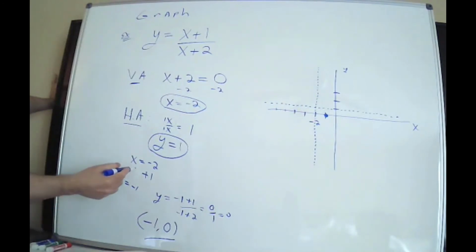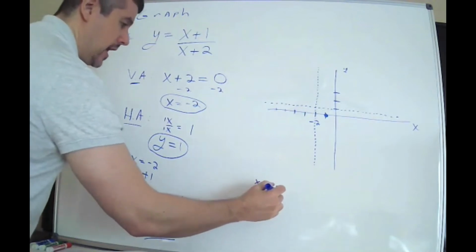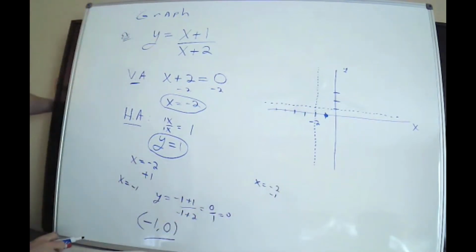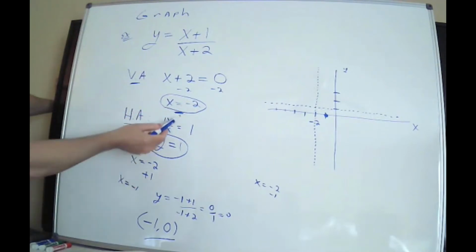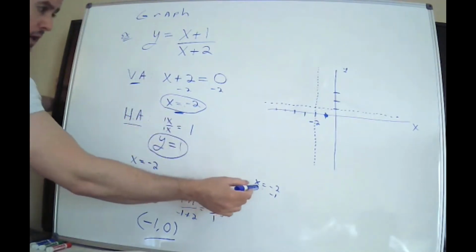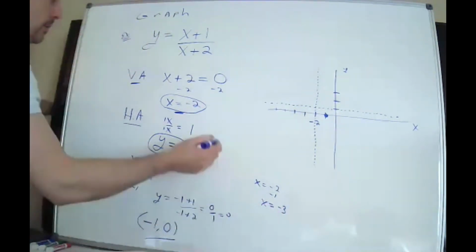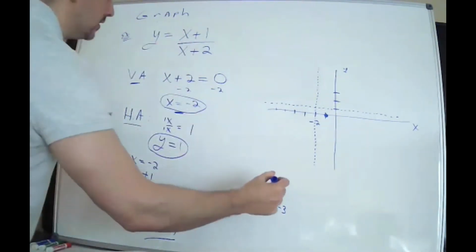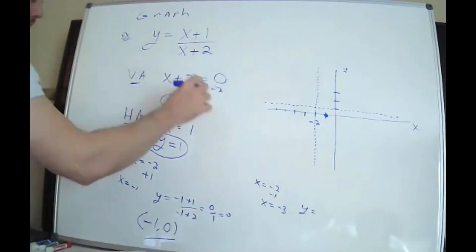That's the first point. Now I told you, take the vertical asymptote and subtract 1 from that number. Real easy. Whatever number you get here, you add 1 and you subtract 1. -2 take away 1 is -3. Now I'm going to plug that into the original function. So you get y equals, right, -3 plus 1.